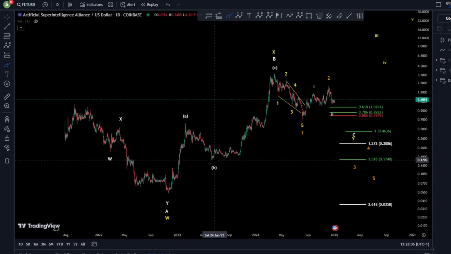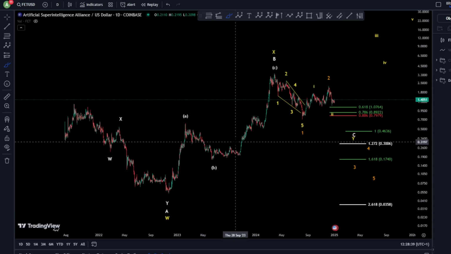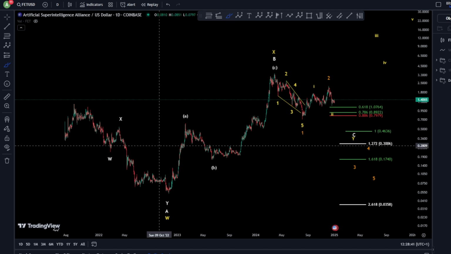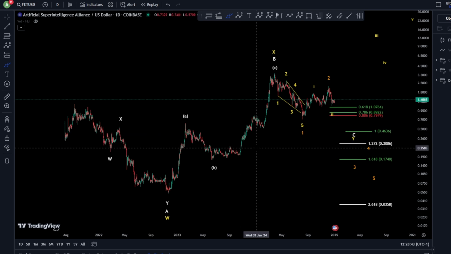Hello everyone, welcome to a new video for FET price prediction based on Elliott wave analysis. Starting on the daily chart here, we are looking at several scenarios between bullish and bearish for FET.